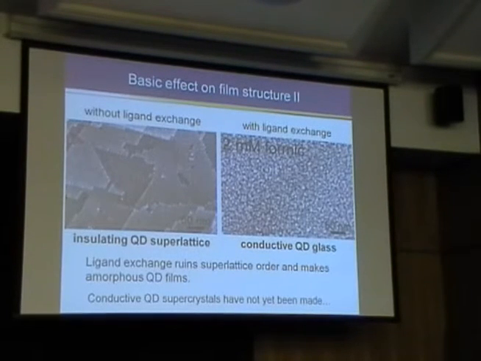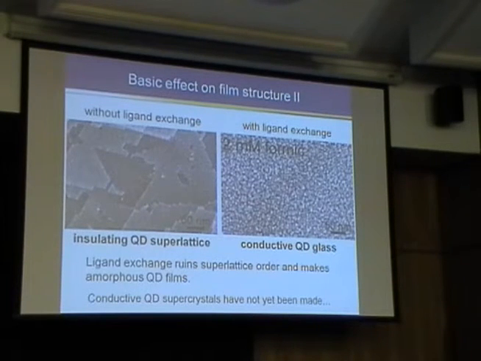Okay, zooming way out now, let's look at the final general impact the ligand exchange has. So this is, again, an SEM, another SEM of films that are treated in different ways. So this particular film is just spin cast, and this is before any ligand exchange at all. And what you can see in this particular case is that we have a nice superlattice film. Right? These are oleate-capped quantum dots.